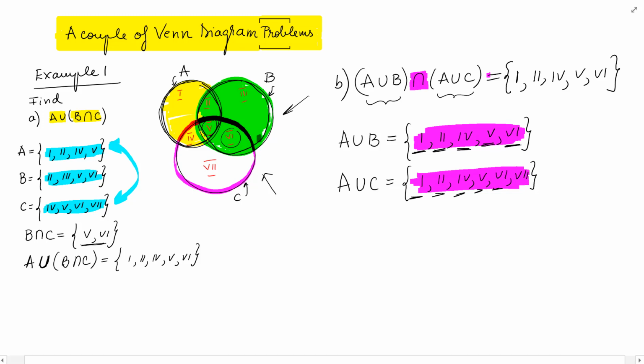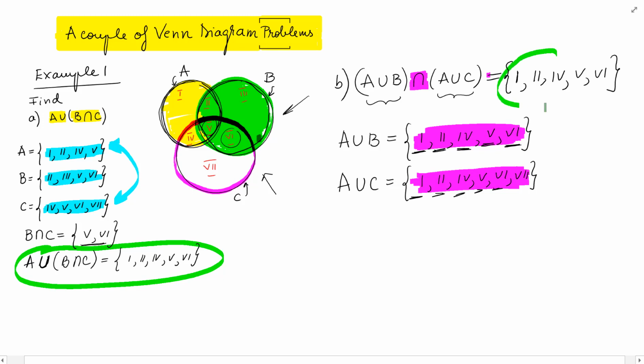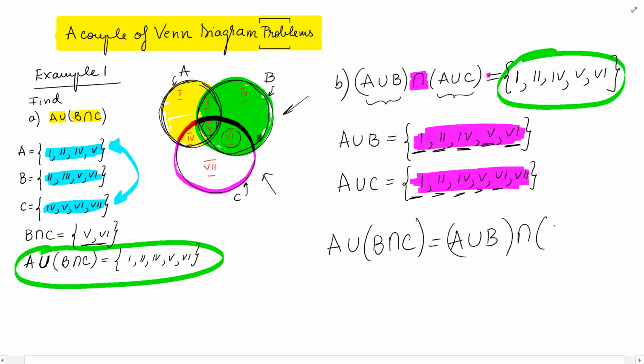And a very interesting observation is that the answer from part A is identical with the answer from part B. So basically, A union B intersection C is equal to A union B intersection A union C. So basically, it's like a distributive property.